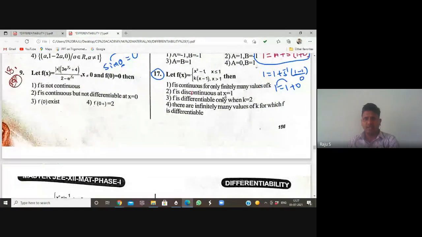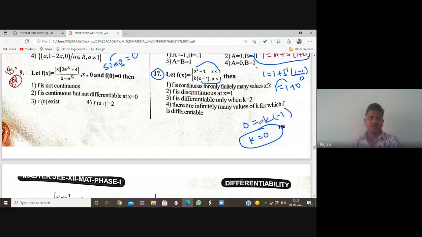Next, question number 17. A function is given here, and the first option says it is continuous for finitely many values of k. Finitely many values means more than one value of k for which it is continuous. Okay, then let's see whether it is continuous or not. Is it continuous for finitely many values of k? When I substitute 1 here, we get 0 is equal to k into minus 1. So k is equal to 0.